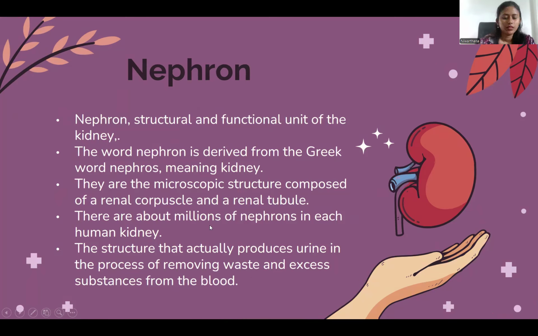We say the kidney produces urine and removes waste, but the working unit, the nephron, is the one actually producing urine, and it removes waste and excess substances from the blood. So nephrons act together and produce urine.